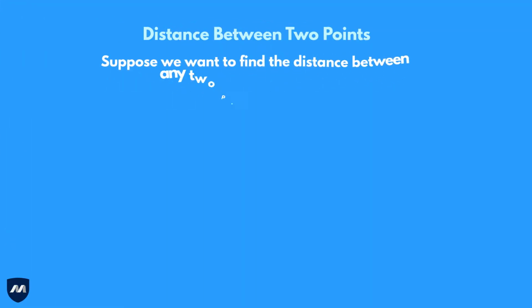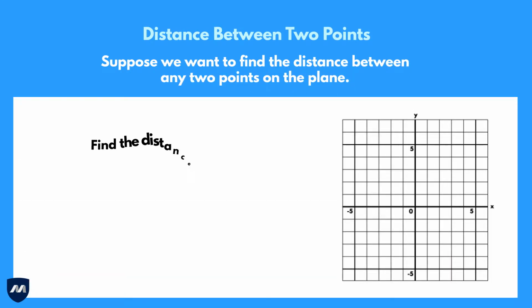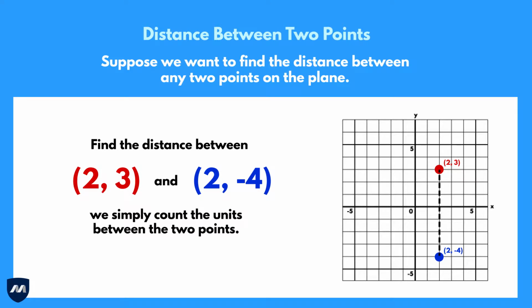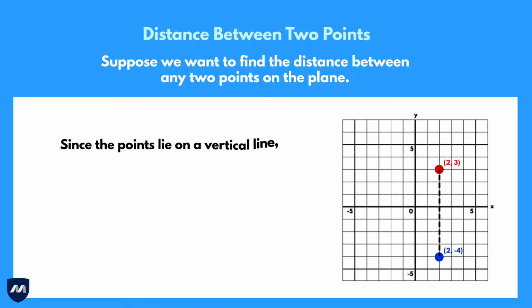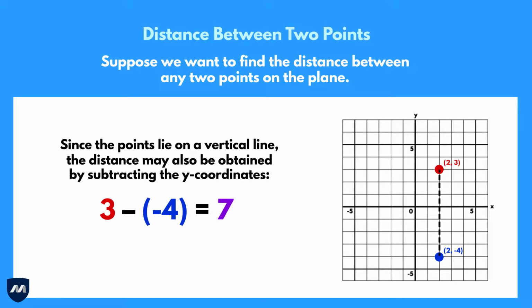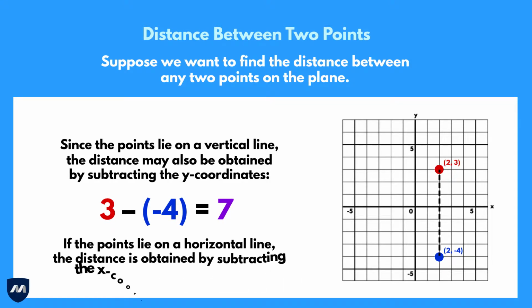Suppose you want to find the distance between any 2 points on the plane. In the graph shown, to find the distance between points (2, 3) and (2, -4), we simply count the units between the 2 points. The distance is 7. Since the points lie on a vertical line, the distance may also be obtained by subtracting the y-coordinates. 3 minus -4 is equal to 7. If the points lie on a horizontal line, the distance is obtained by subtracting the x-coordinates of the points.